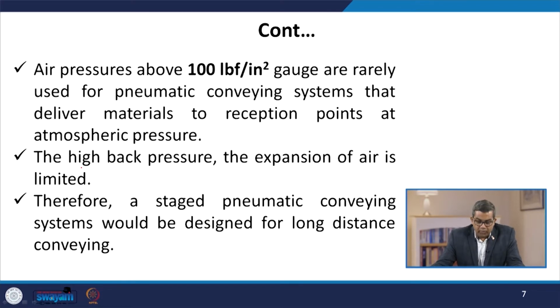Air pressures above 100 pounds per square inch gauge are rarely used for pneumatic conveying systems that deliver material to reception points at atmospheric pressure. So, a large pressure gap is there. With the high back pressure, the expansion of air is limited. Therefore, staged pneumatic conveying systems would be designed for long distance conveying.